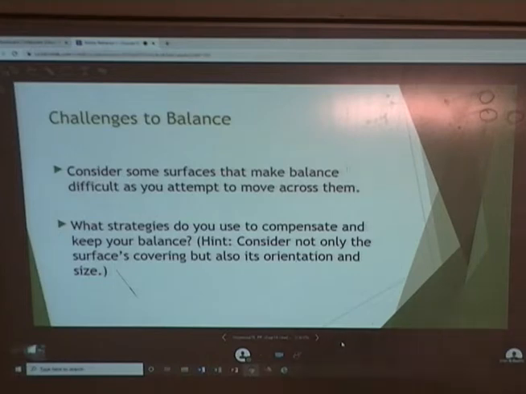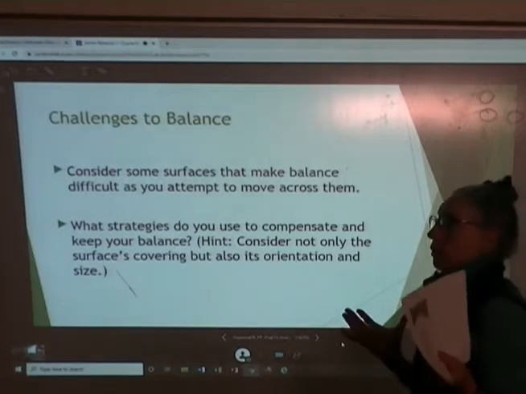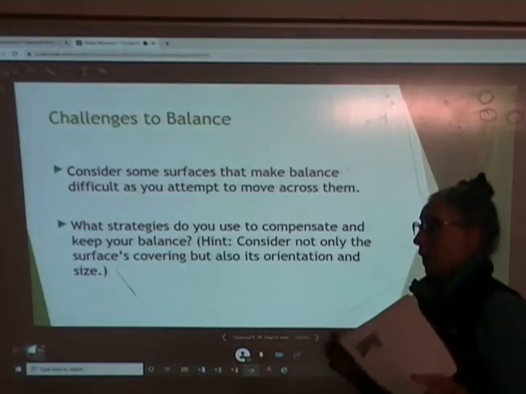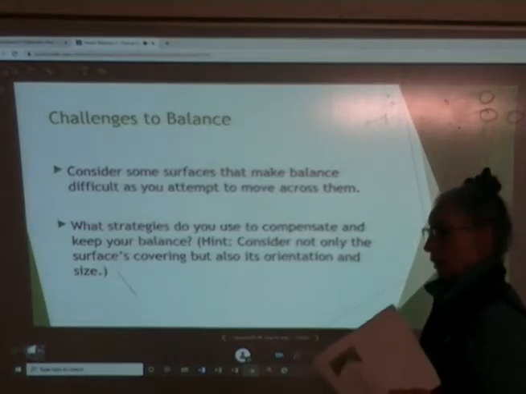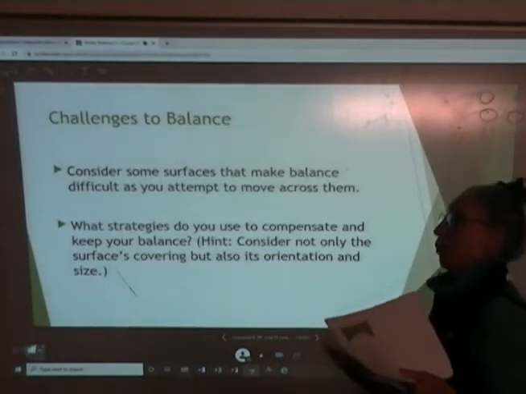So think of some surfaces that make balancing difficult. We've had a classic one this week, with the snow and the ice. It changes people's walking patterns, typically, because I don't want to slip.